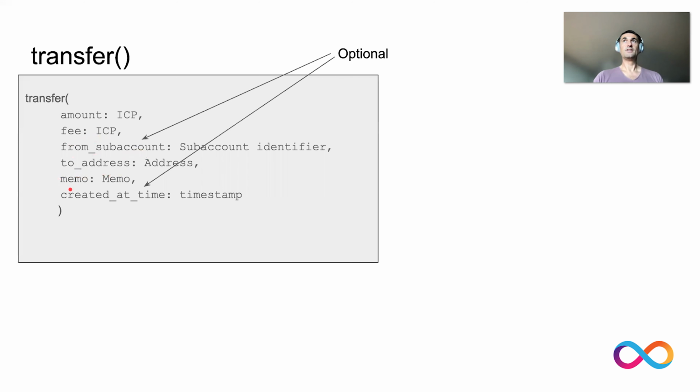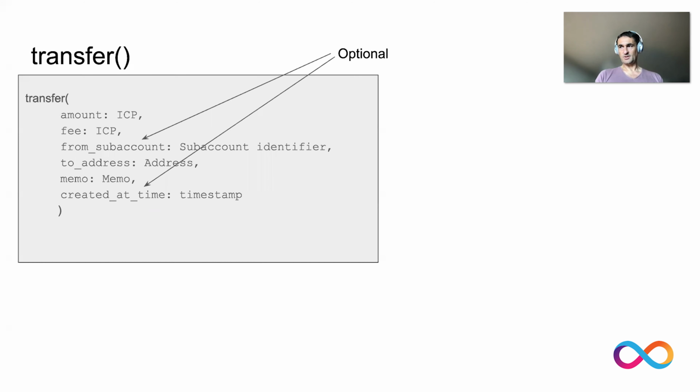The memo is, as I said, an arbitrary unsigned 64-bit integer, which can be used for business logic by whoever uses the ledger. The caller may also specify a created at time, as I described a bit earlier. Specifying the sub-account and created time are optional, but I'm going to explain how the ledger behaves if these are not specified.